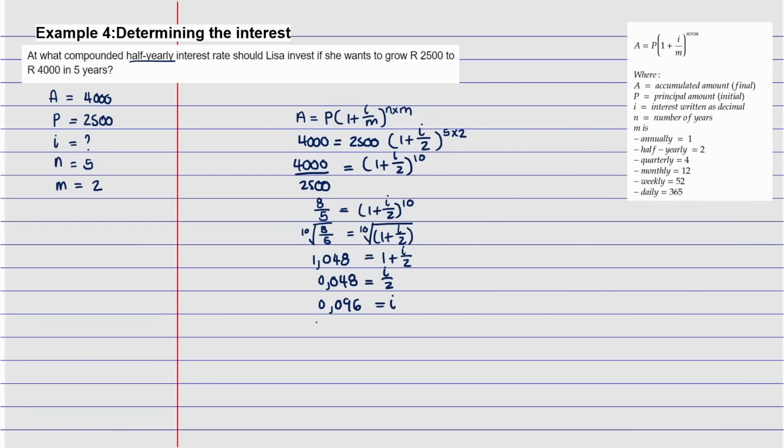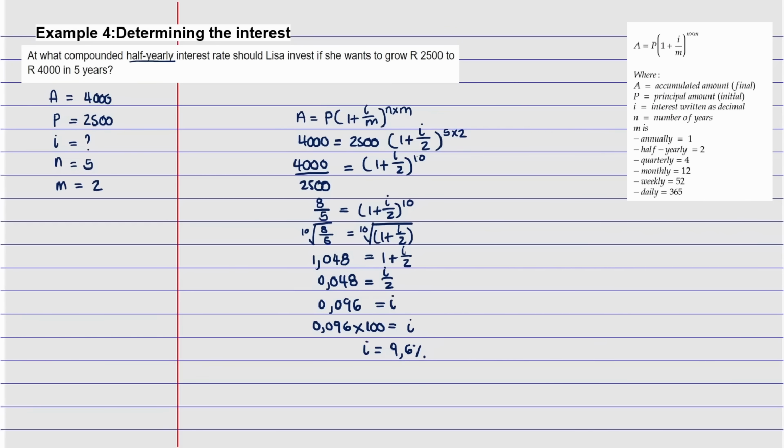So multiply this by what? By 100 to get it to be a percentage. So it's going to be multiplied by 100. So therefore, i is going to be equal to 9,6%. So that's how you would get your i to be equal to what? To 9,6%.